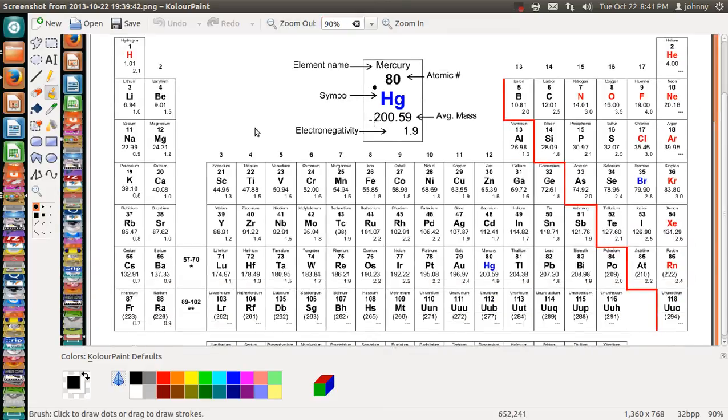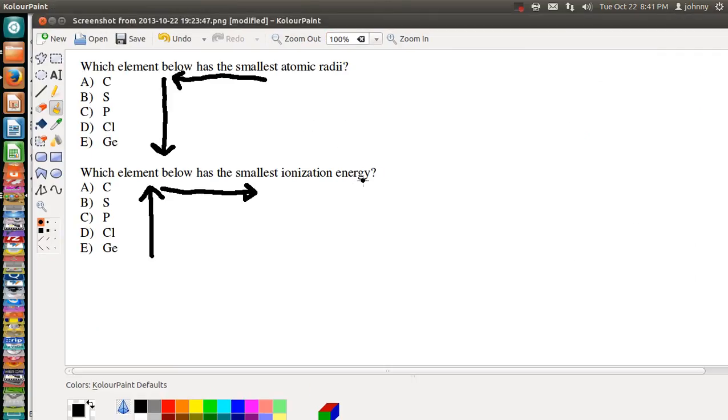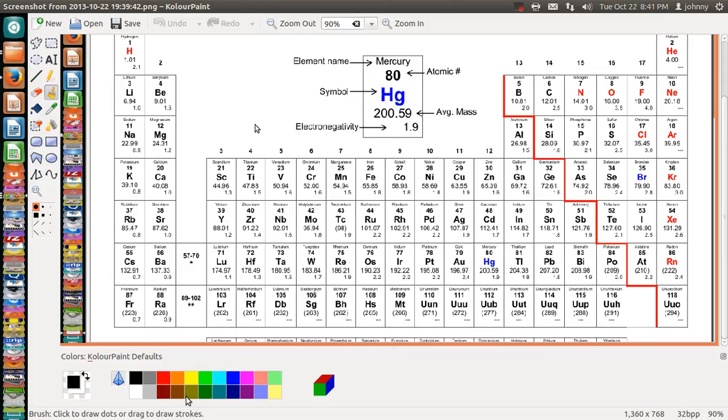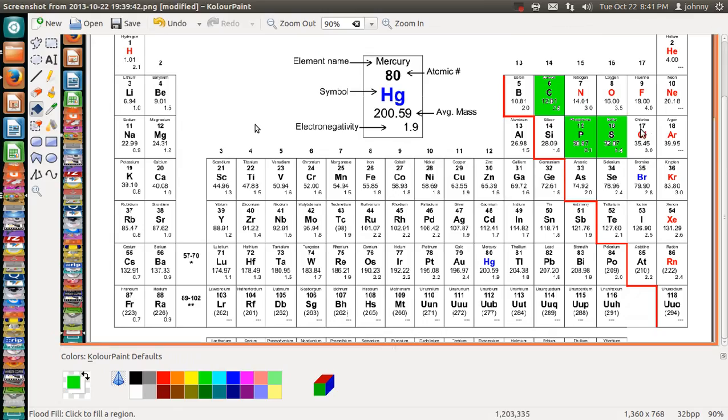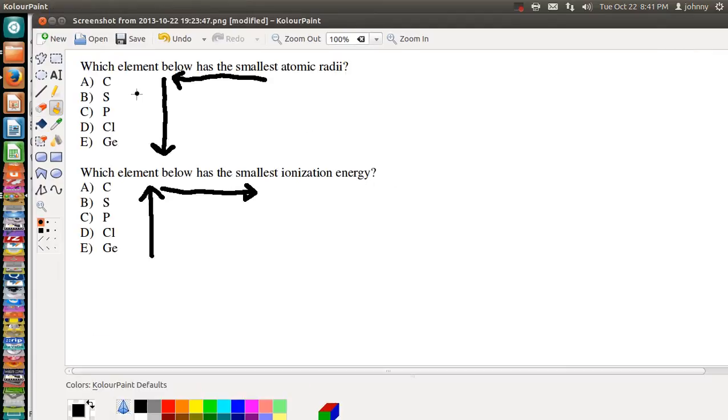Alright, let's highlight the ones that they're making us do in this problem. Okay, and the first problem that we're working on, we're doing atomic radii. So let's try to get this knocked out of the way. So atomic radii is CSP. So CSP. Let's highlight those. C, S, and P. What's the other one? CSP, CL, and GE. CL and GE. Alright. Now if you remember, this is the one we're doing right now.